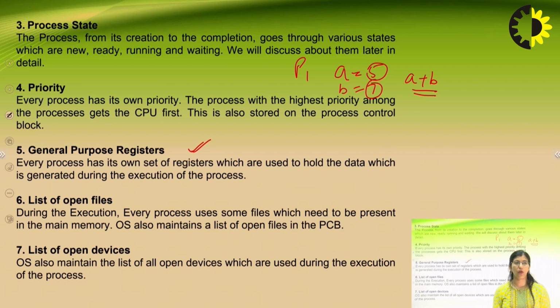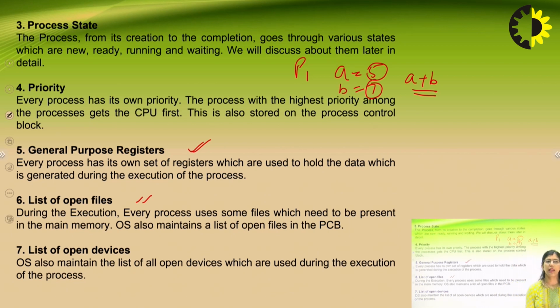Next is the list of open files. During the execution, every process uses some files which need to be present in the main memory. The OS also maintains a list of open files in the PCB. So basically, when a process is in the running state, the files it needs during its execution are also listed in this attribute and stored in the PCB. PCB stands for process control block.